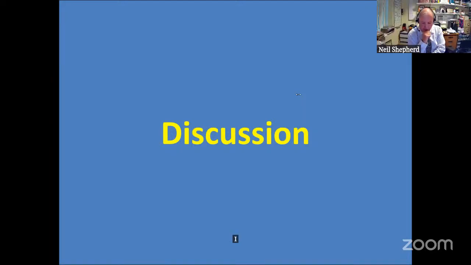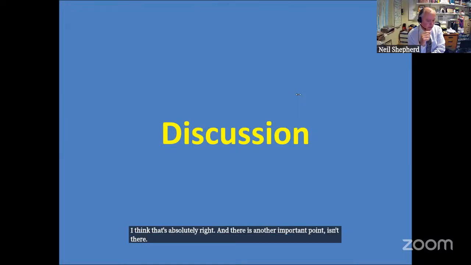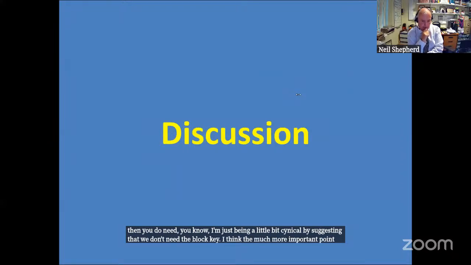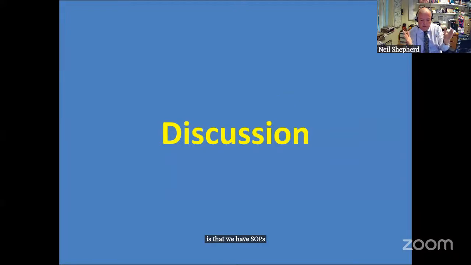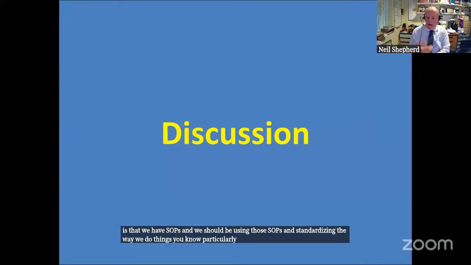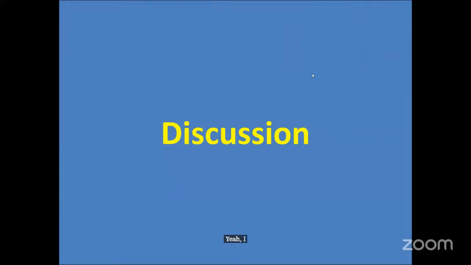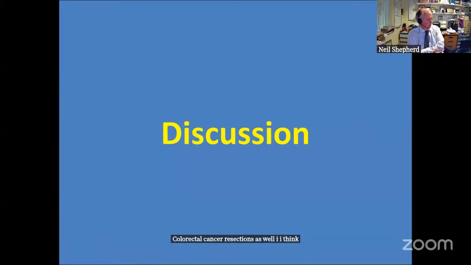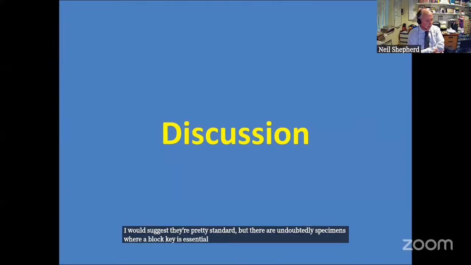I think Dipti's absolutely right, and there is another important point, isn't there? When you're reviewing cases, and obviously Dipti and I probably do quite a lot from other places, all you've got is the report, and then you do need it. I'm just being a little bit cynical by suggesting that we don't need the block key. I think the much more important point is that we have SOPs, and we should be using those SOPs and standardizing the way we do things, particularly for the common specimens, as Dipti and I have said, appendices, gallbladders, those specimens. Yeah, I agree. And I would add colorectal cancer resections as well. I would suggest they're pretty standard, but there are undoubtedly specimens where a block key is essential, and particularly for those external reviews.